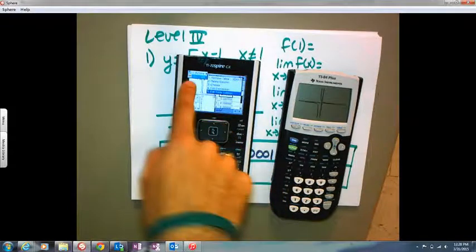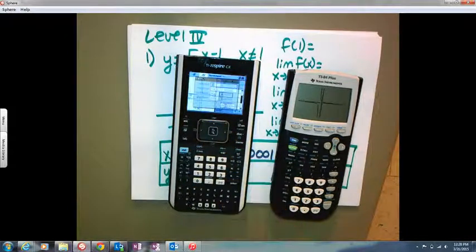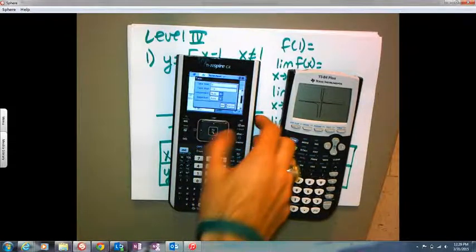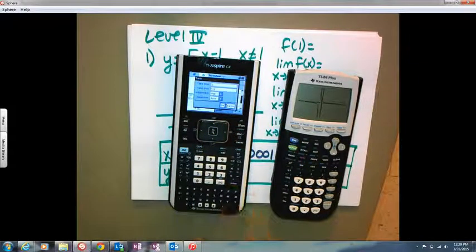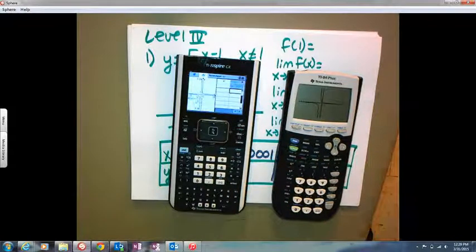Now this box pops up. You want to go to independent. That's the X variable, and change it to ask. Change the independent to ask, and then click OK, please. So independent is ask. Dependent stays as auto. Independent goes to ask. Click Enter. The table should go blank.